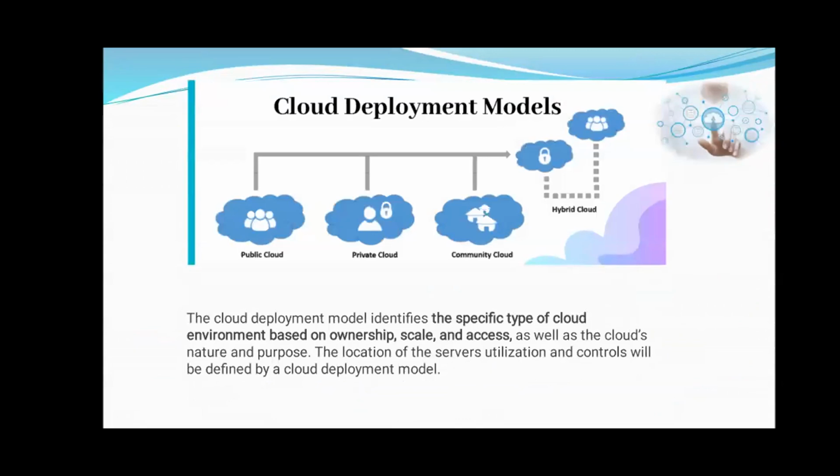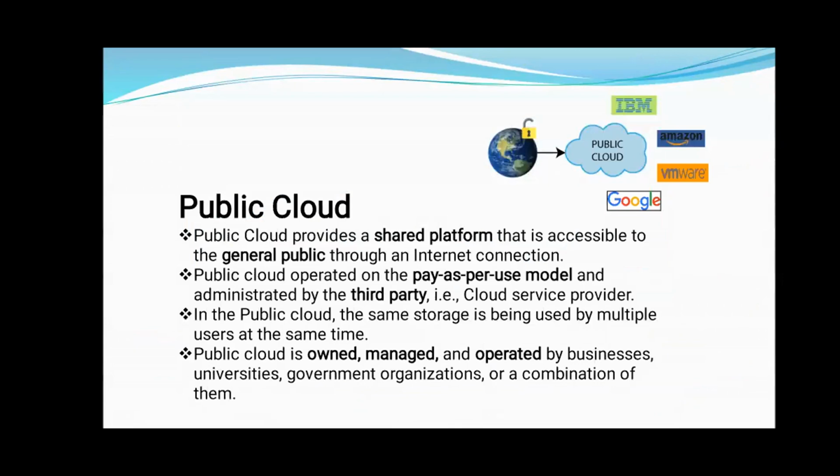Yes, ma'am. Okay, ma'am. The cloud deployment model identifies the specific type of cloud environment based on ownership, scale, and access. And here we can see the deployment models: private cloud, public cloud, community cloud, and hybrid cloud. The public cloud is known for a shared platform. The public cloud operates on a pay-as-per-use model, and third parties can access it. The public cloud is owned, managed, and operated by a business, university, government, and so on.